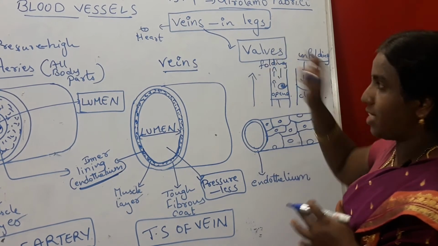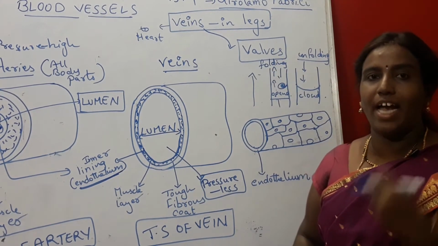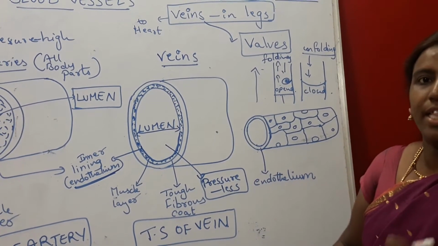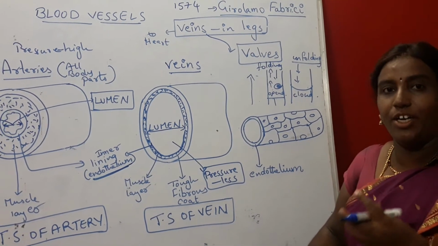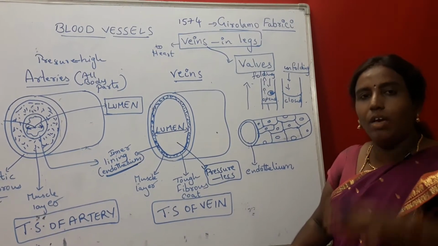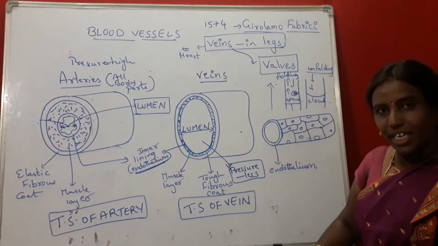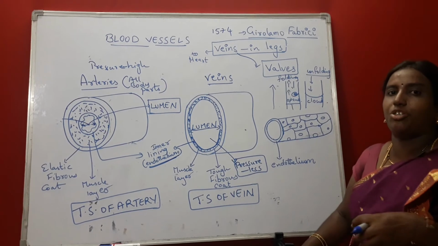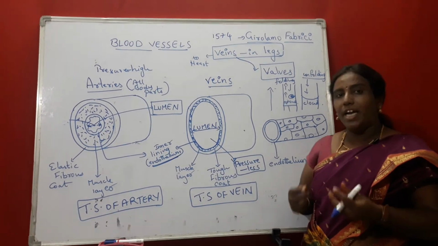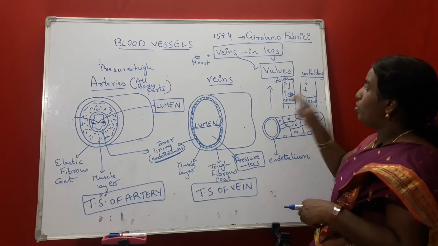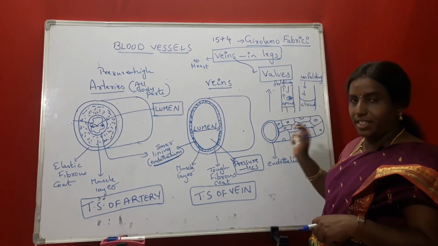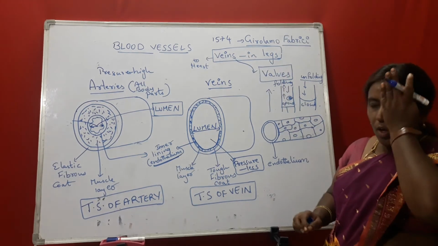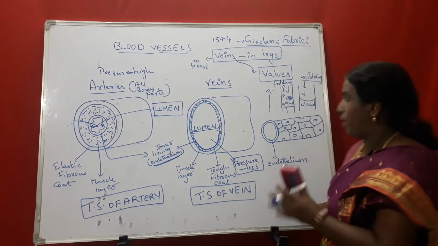That was his discovery. He did not pay attention to the fact that veins bring blood to the heart. He was only concerned that blood is coming up from the legs. But he did not consider that the blood is reaching the heart. So, blood reaches the heart through the blood vessels called veins. This was his main discovery. Whose? Girolamo Fabrici.